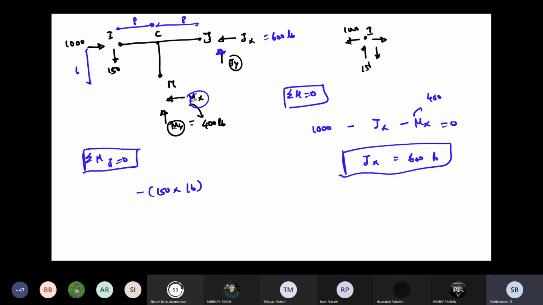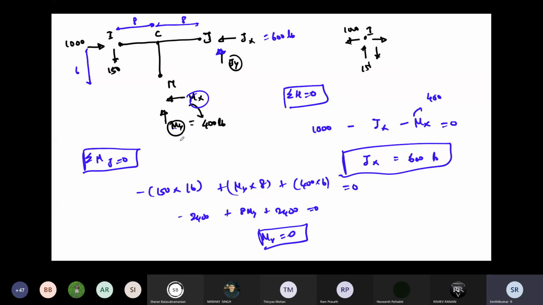Then again, My, this is My I'm going to find out. So clockwise, My into 8. That I don't know, what is My. Then this is Mx, Mx clockwise again. So 400 into 6 is equal to 0. So the 150 into 16 is 2400, minus 2400 plus 8 My equal to 0. So your My will be equal to 0. So vertical direction at point M is 0.